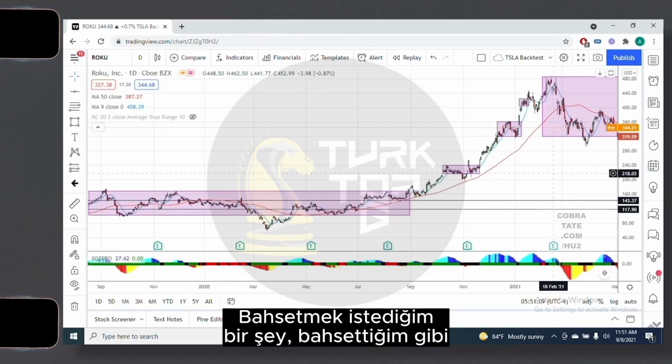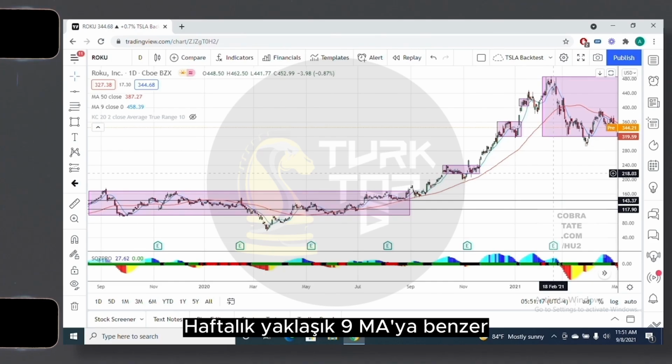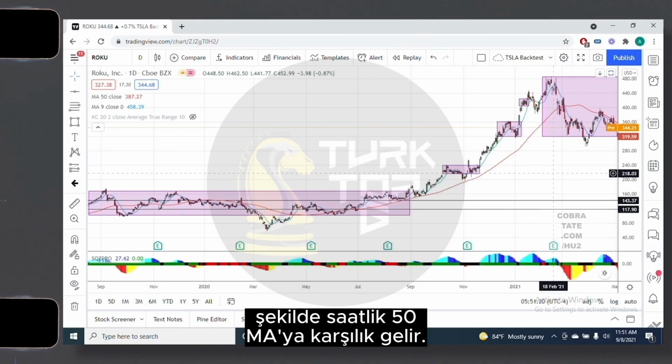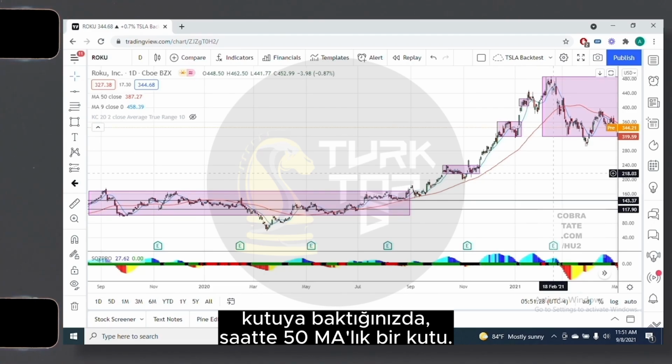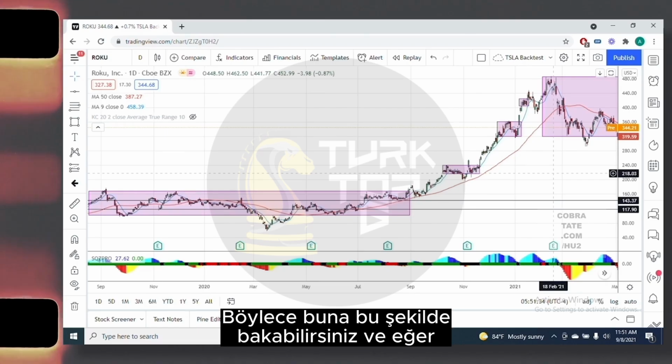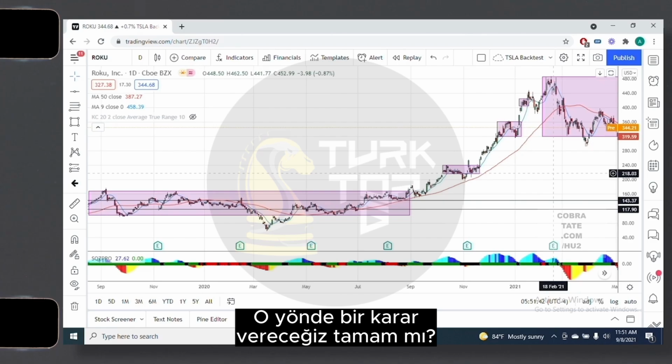One thing I want to mention is, as I mentioned, markets are fractals. The 50 MA on the daily corresponds approximately to the 9 MA on the weekly. Similar way, the 50 MA on the hourly corresponds approximately to 9 MA on the daily. So when you're looking at a 9 MA box on the daily, that's a 50 MA box on the hourly. So you can look at it that way, and if multiple time frames point in one direction, we'll make a decision in that direction.